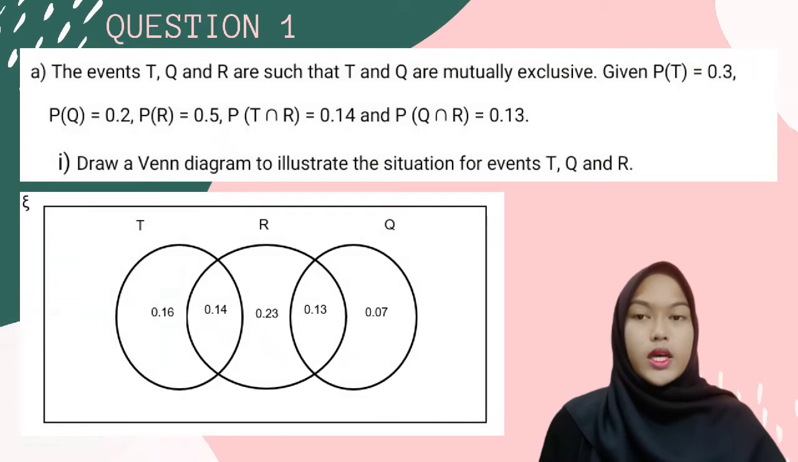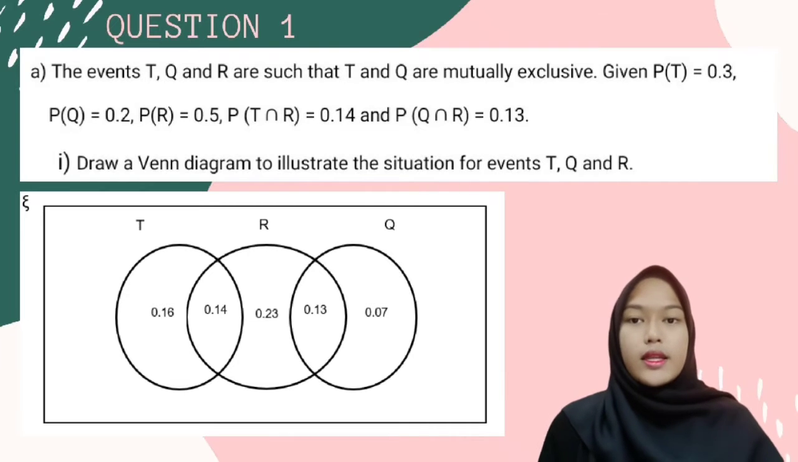For the first question, we were given the probability of events T, Q, and R, and also the probability of the intersection between events T and R, and the intersection of Q and R. We're going to start off by drawing our Venn diagram, labeling the circles T, Q, and R, then drawing the universe around the outside. It is important to read through all of the information.